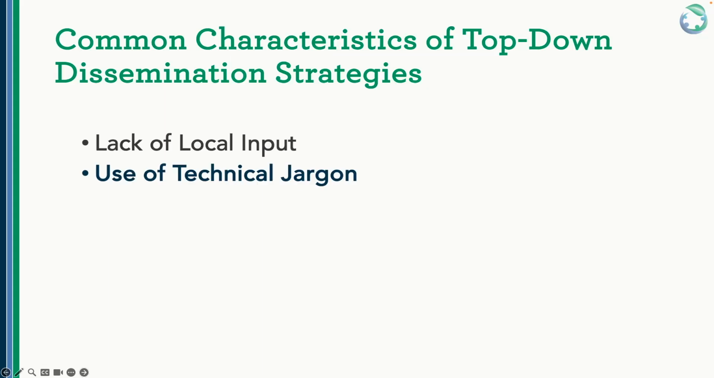Another common characteristic of top-down dissemination strategies is use of technical jargon. Messages often assume that all audiences within rural communities understand public health terms, overlooking the need for clarity, plain language, and translation, thus alienating those unfamiliar with such language.